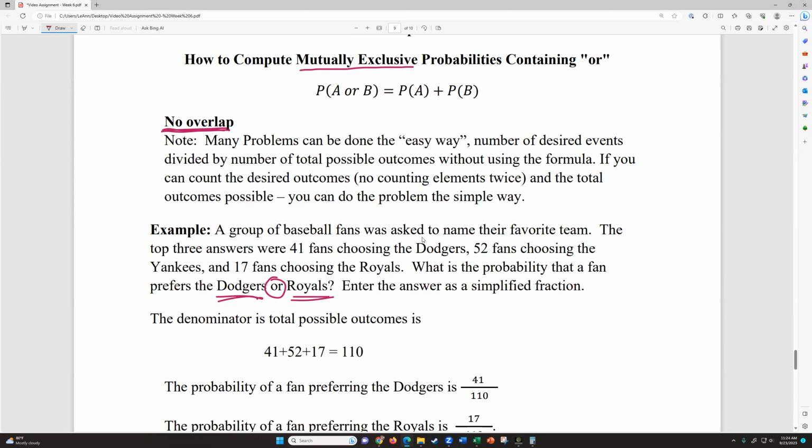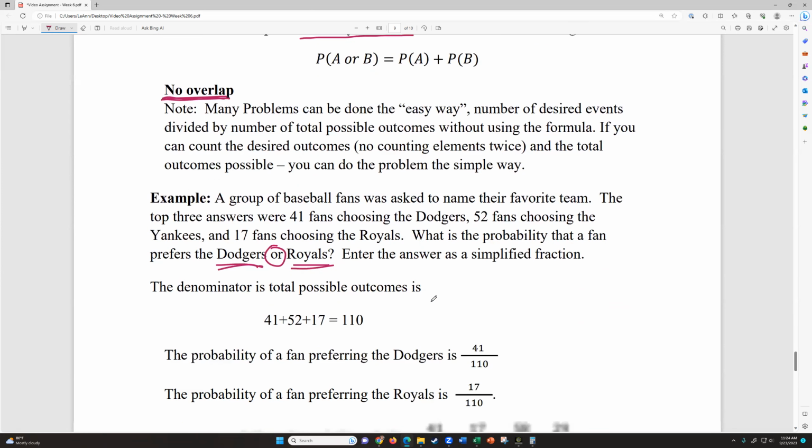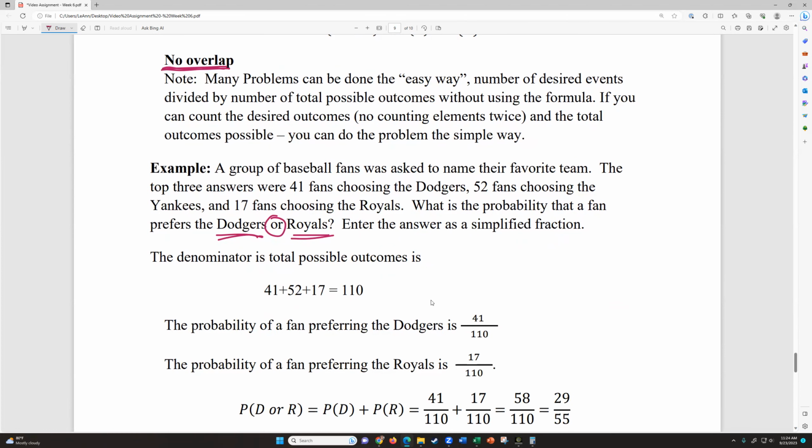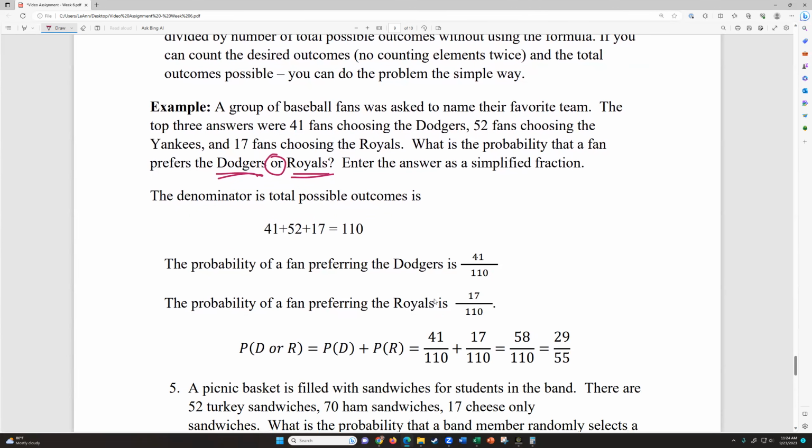So the denominator is all the possible fans that they interviewed. So that was 41 people plus 52 people plus 17. So that's 110 fans total. The probability of a fan preferring the Dodgers was 41 out of 110. The probability of a fan preferring the Royals was 17 out of 110. So preferring Dodgers or Royals, since those two groups do not overlap, you're either a Dodgers fan or a Royals fan as your favorite team. You're not both at the same time.